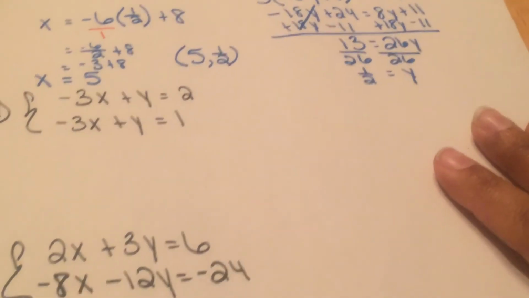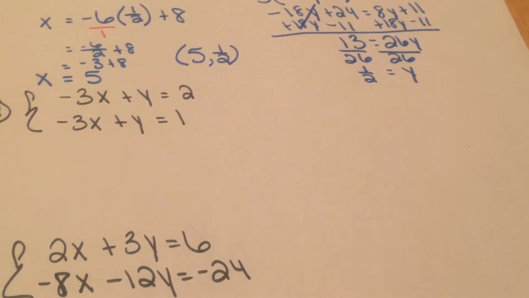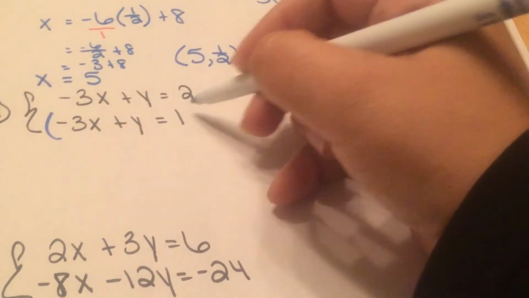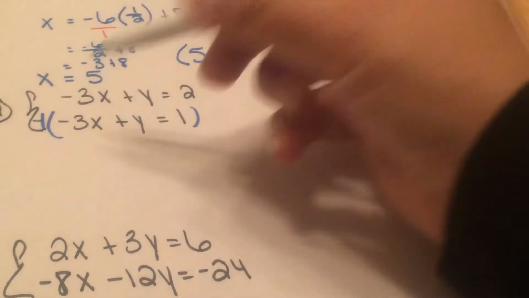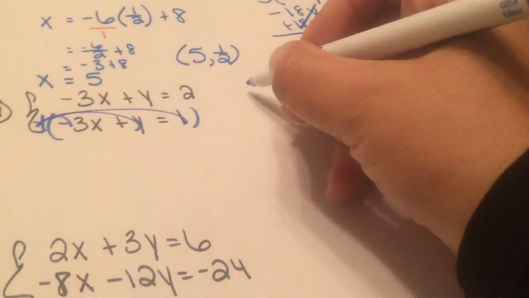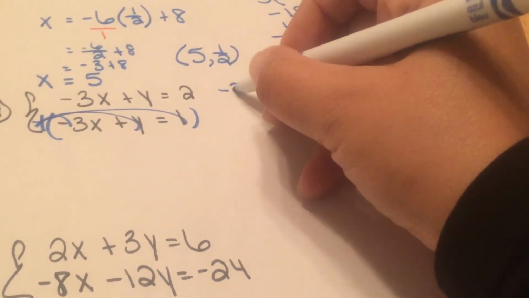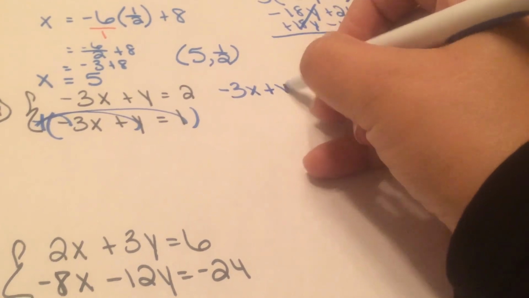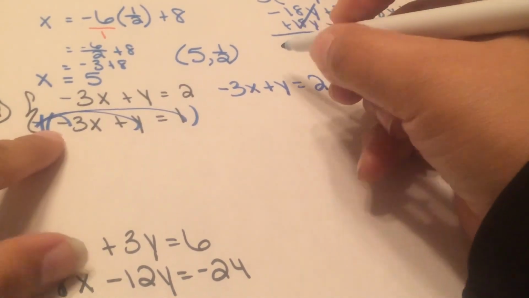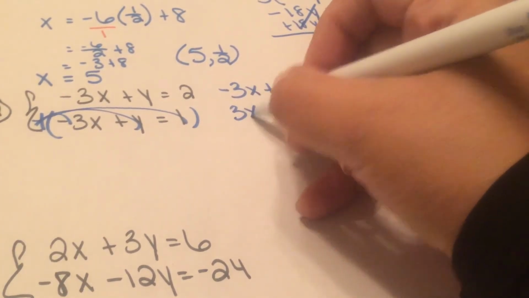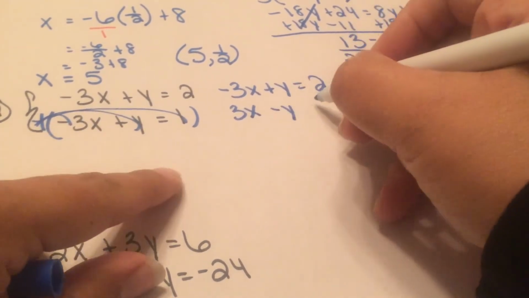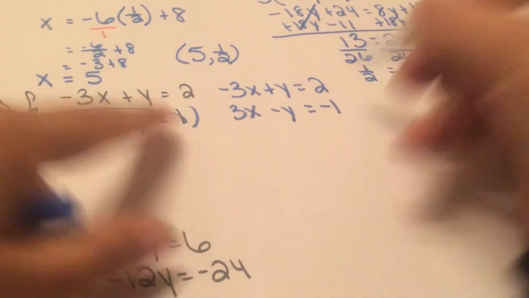Now on example 2, if we notice, this looks kind of nice because it's already set up for us in semi-standard form. So when we look at this, all I'm going to do is manipulate my bottom equation by multiplying all terms by -1. So I'm going to keep my top equation, -3x plus y equals 2. When I multiply this, I'll get a positive 3x minus y equals -1.